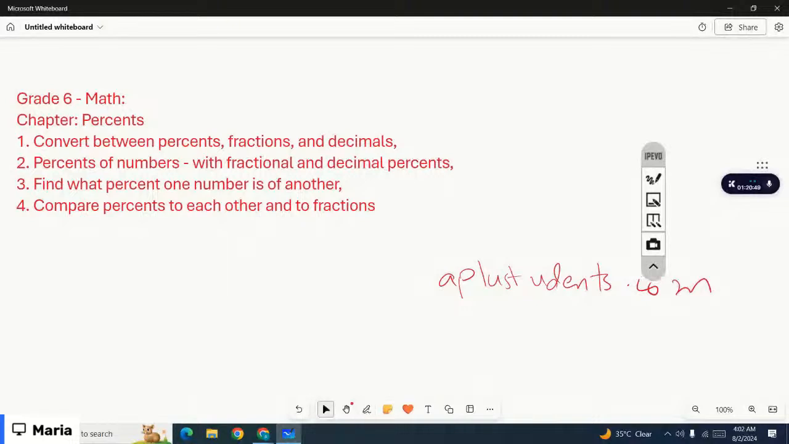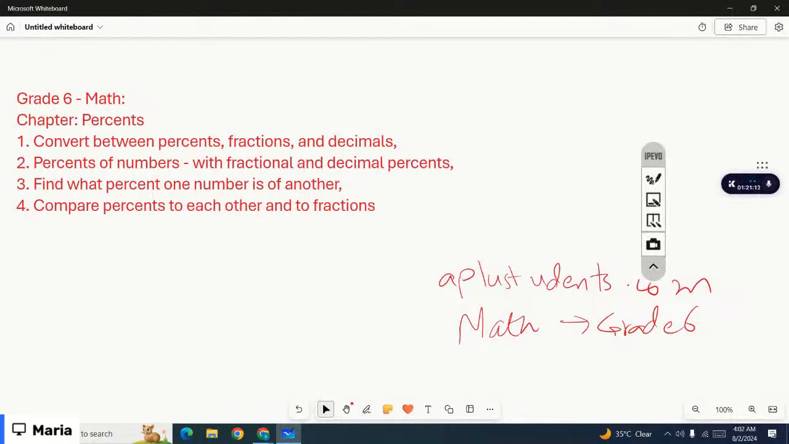You have to log in there using your email and password provided by the administrator. Then you select math from the subject tab, scroll down to grade 6 math, and then click on view all lessons. There you can find a list of the chapters. We're going to start with the chapter percents.